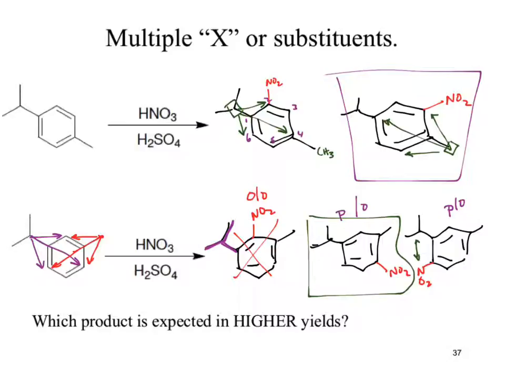Okay. Between these two reactions, which one would we expect to have a higher yield? Second one. Why? We have a para direct favoring. Is there another argument we could make?